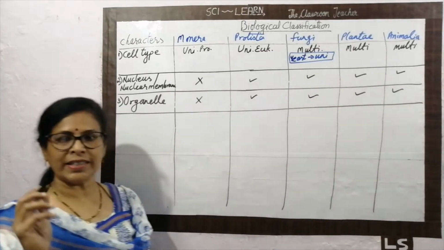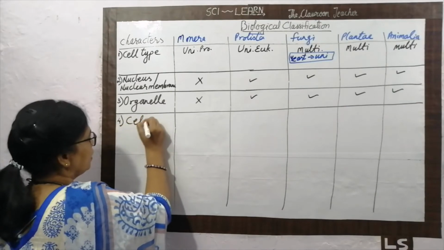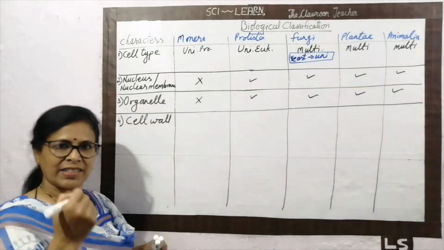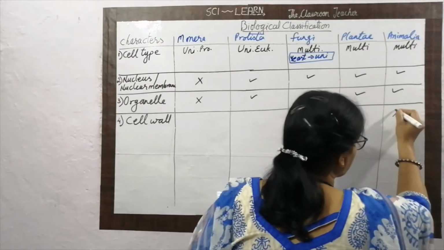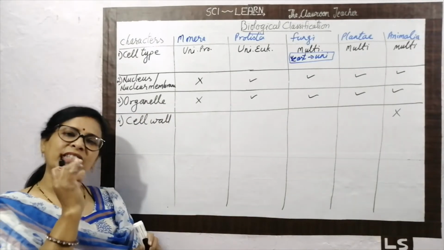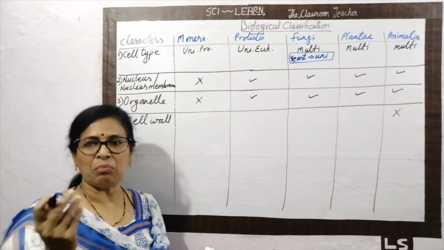Okay, so what is the next character? Next is the cell wall. The cell wall is the outermost protecting layer. The cell wall is absent in animals. It is clear. But a cell wall, to some extent, is present in Monera, Protista, fungi, and in plants.